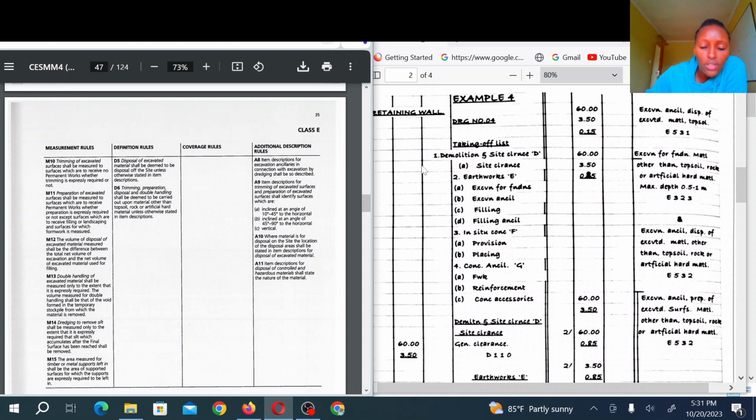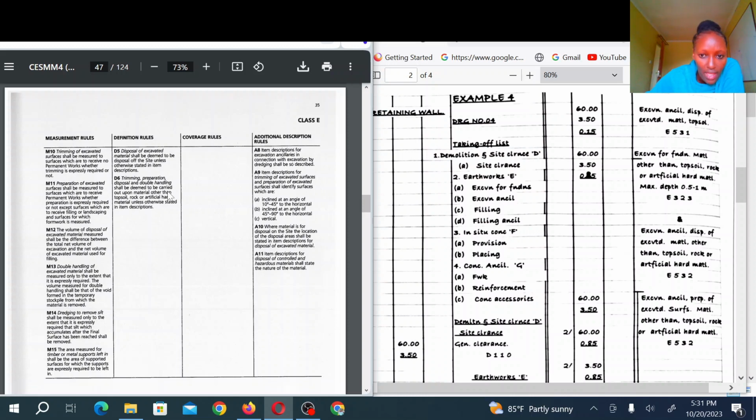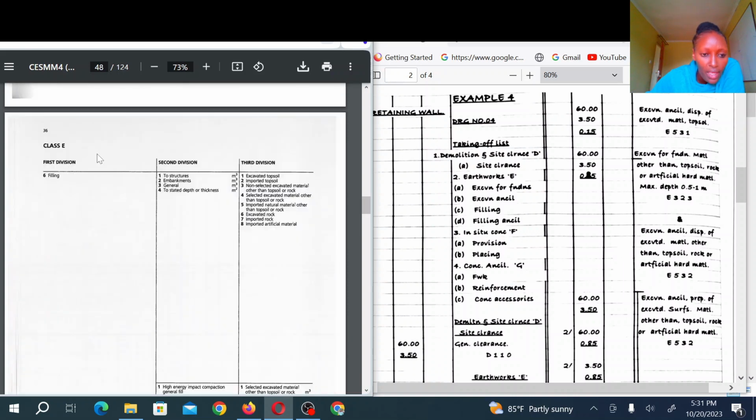So once we are doing earthworks, we shall cover excavation of trenches, excavation auxiliaries, everything that follows excavation. We shall do the filling, anything that revolves around filling with hardcore, filling with concrete, anything. Then we shall go to filling auxiliaries. The next part of class E is filling. You can see we have filling to structures, filling to embankments, general filling to stated depth or thicknesses. If you look at the third division, it explains more about the second division.